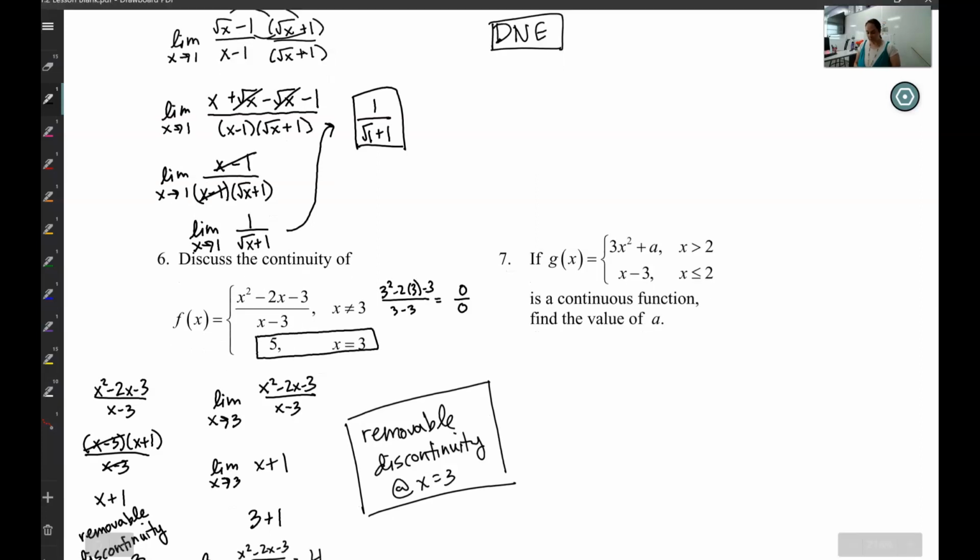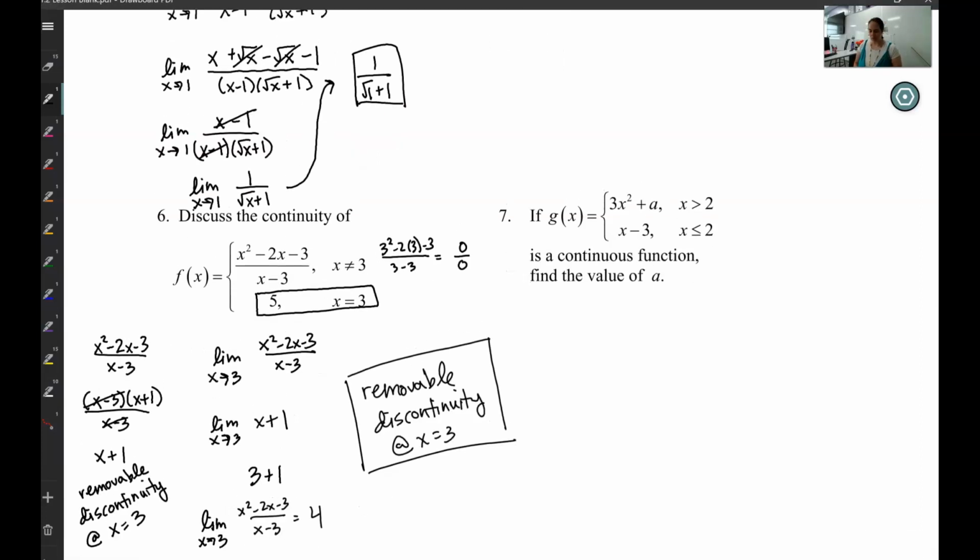So for number 7, we're asking a slightly different continuity question. We're saying if this is a function and we want it to be continuous. So normally this piecewise would look kind of like this. We have x minus 3, and then we have a parabola. And what they're saying is at this point right here, what would A need to be so that they meet up just perfectly and the function is still continuous?